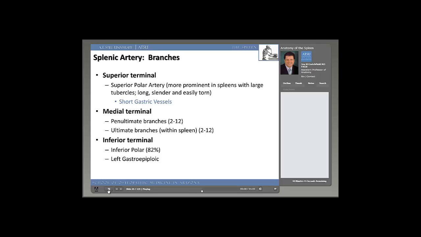The inferior terminal gives off branches known as the inferior polar and also branches to the left gastroepiploic, which provides collateral circulation to the stomach. Most importantly is that the splenic artery usually gives off these three branches: a superior terminal, a medial terminal, and an inferior terminal. The rest is minutia.